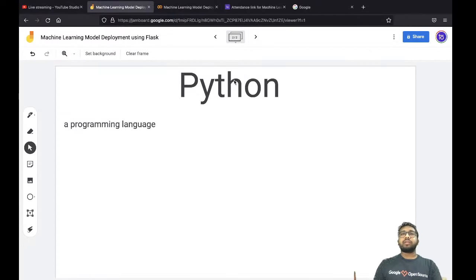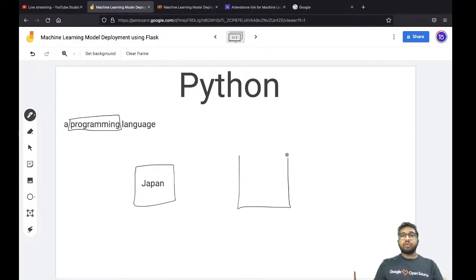Now, to understand what Python is, we have a statement: Python is a programming language. But what exactly does this mean? What is a programming language? We know it's a programming language, but what is a programming language? Let's take an example to understand it. Let's suppose I have a person from Japan, and another person from Spain. This Japanese person doesn't know a single word of Spanish. Obviously, the person living in Japan will be speaking Japanese, and the person living in Spain will be speaking Spanish, right?